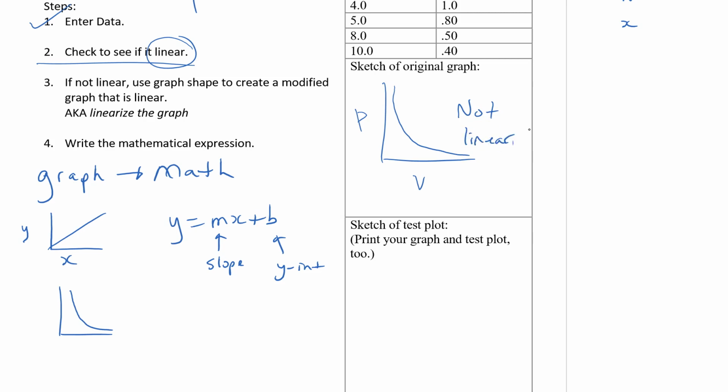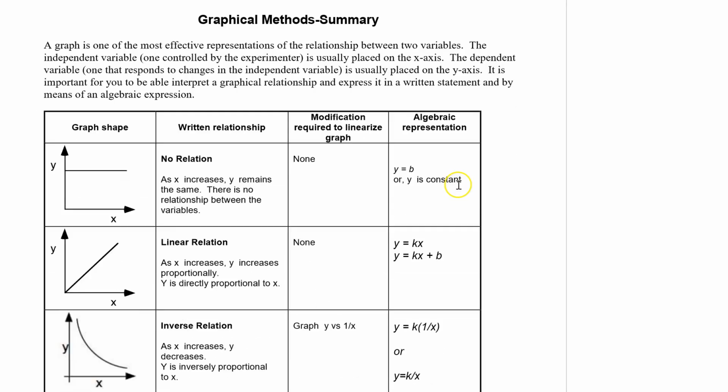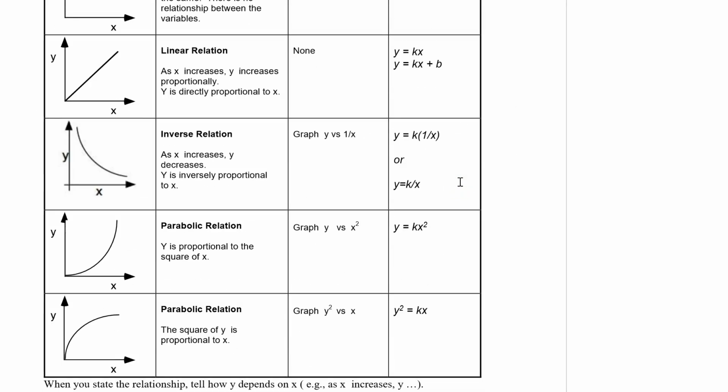So what do we need to do? Well, we need to use graph shape to create a modified graph that is linear, also known as linearize the graph. Okay, so we've got this shape. So now if I look further in my handout here, which is the graph shape that it looks like? It looks like this one, doesn't it? So perhaps this is not a direct relationship, or not a linear relationship, but perhaps it's an inverse relationship. So we're going to test for that.